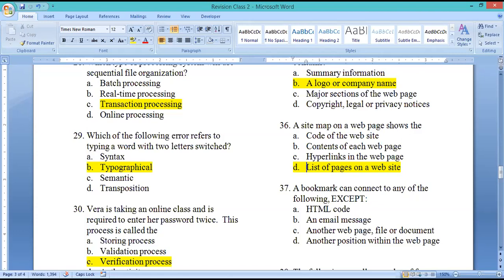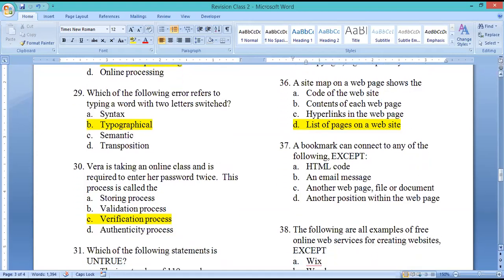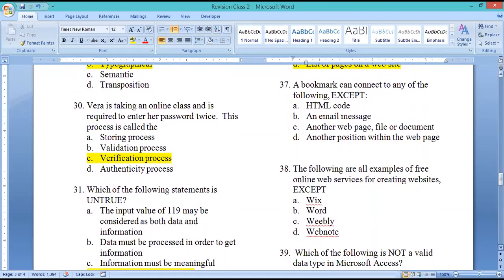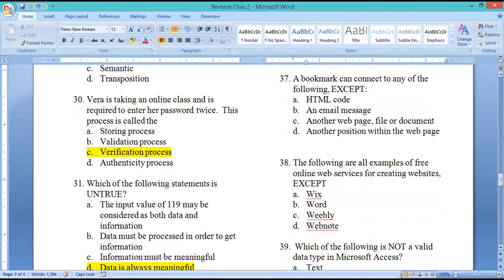Number 37, a bookmark can connect to any of the following except. Do you know what a bookmark is? Yes, Miss, like when you bookmark a specific site or page that you want to find back, for easy access. Very good. So which of those could a bookmark not be applied to? And this answer is very simple.